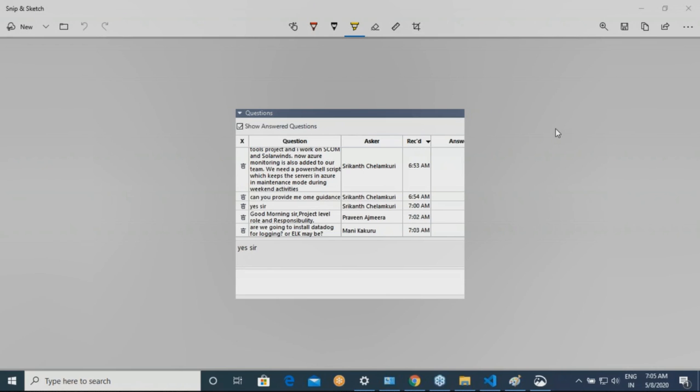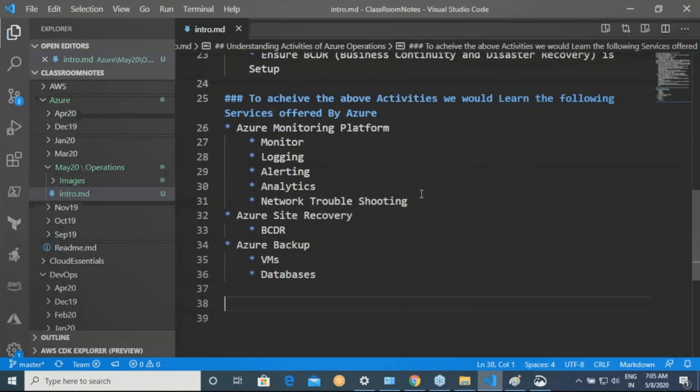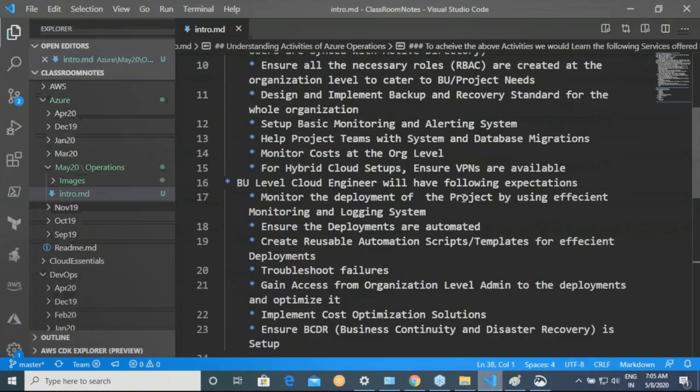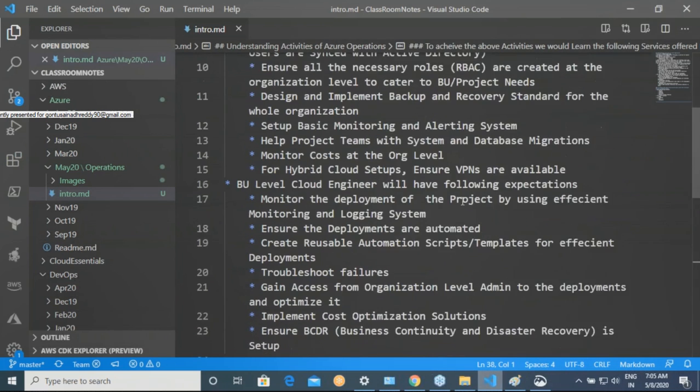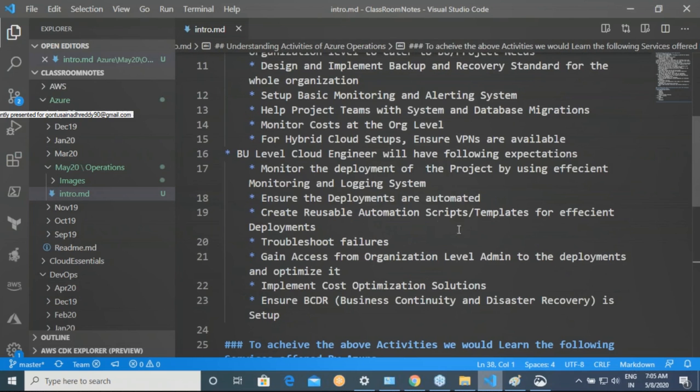Okay, guys. Any doubts in whatever I have discussed? Because if you understand this, then the next topic should be what are the different things which you will do, how do you basically monitor, what is a monitoring platform, all of that stuff. I think I've written automation also, right? Yes, create reusable automation scripts or templates.